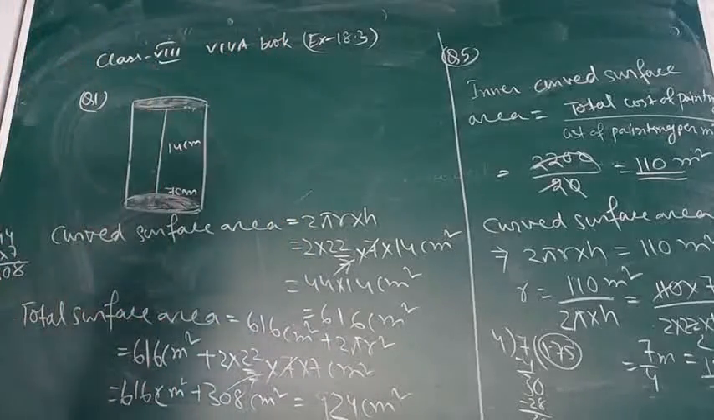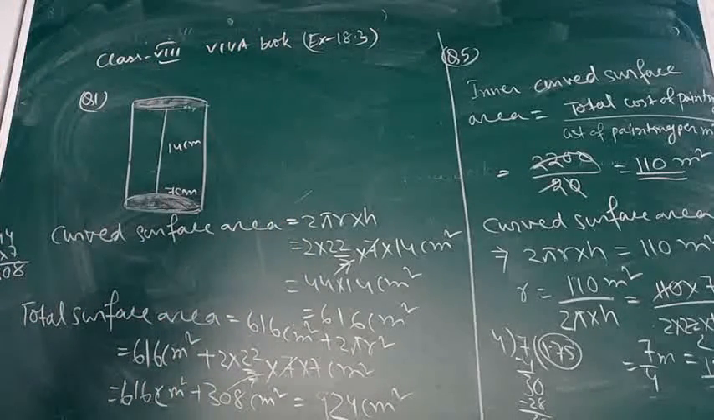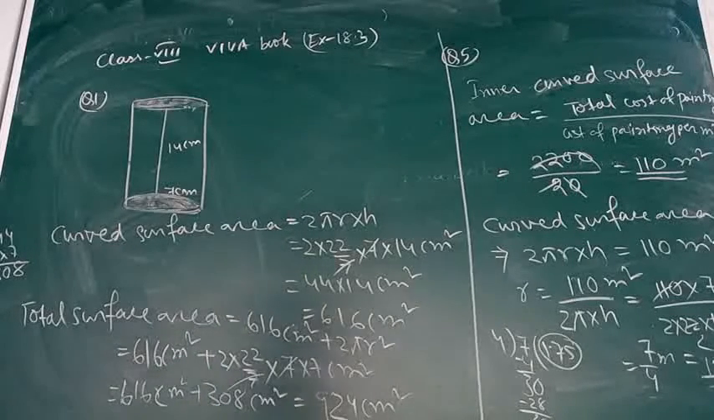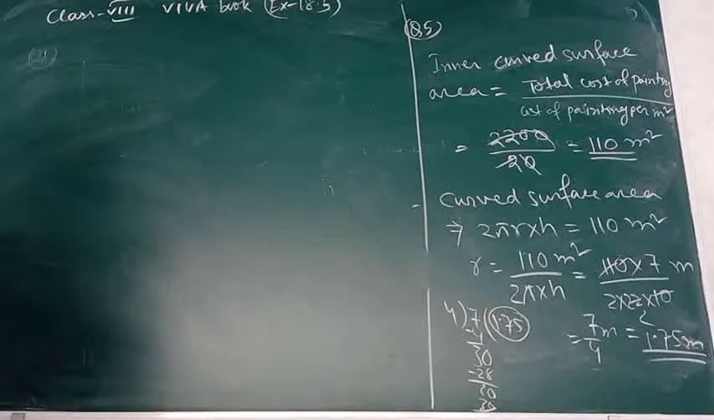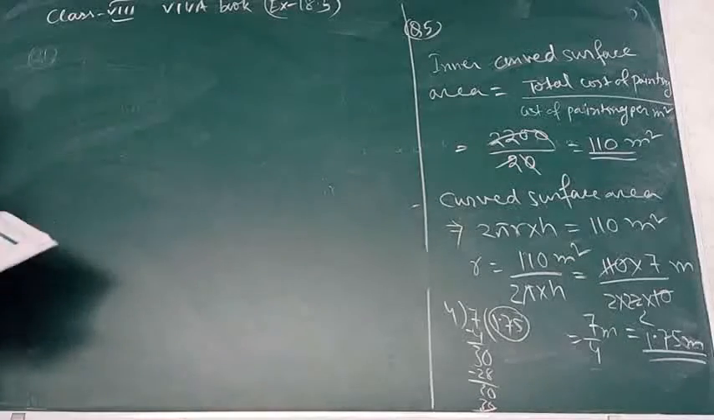So the radius of this cylinder, the radius of the base, will be 1.75 meter. Let's come to the last question of the same exercise. Here the last question of the exercise, question number 11.